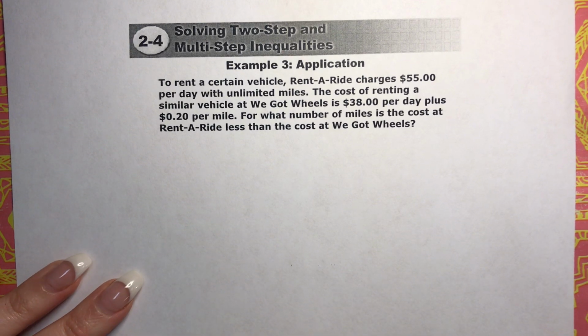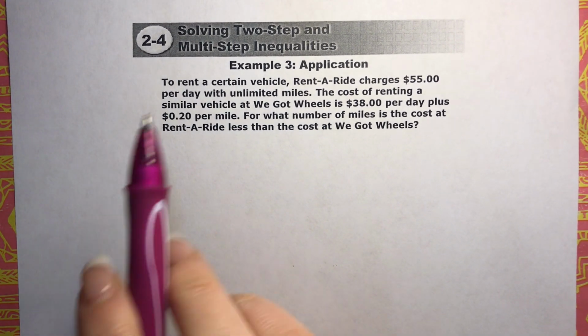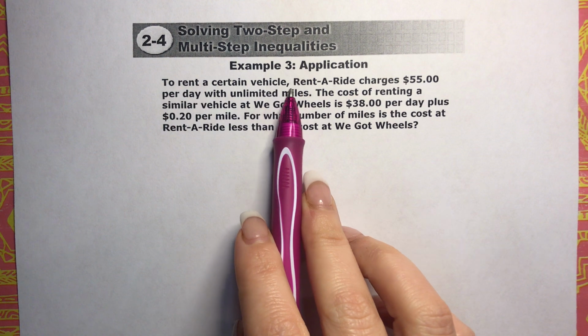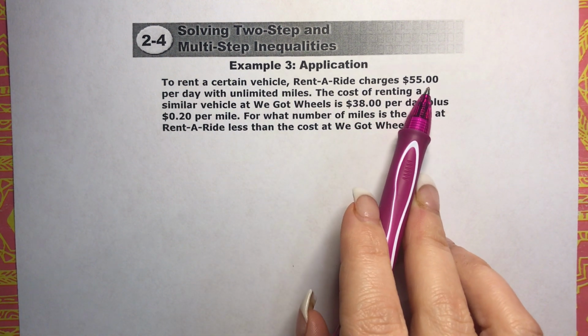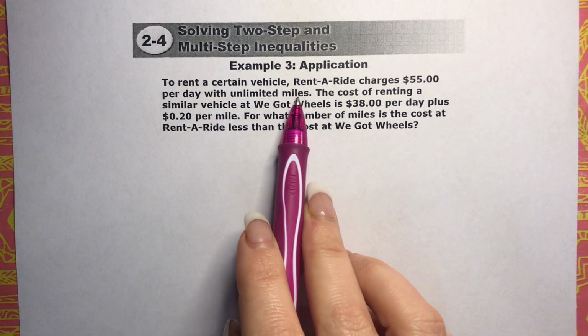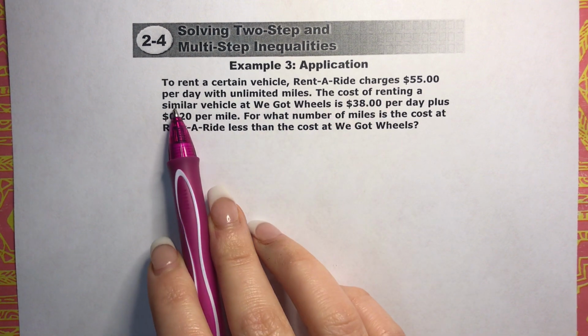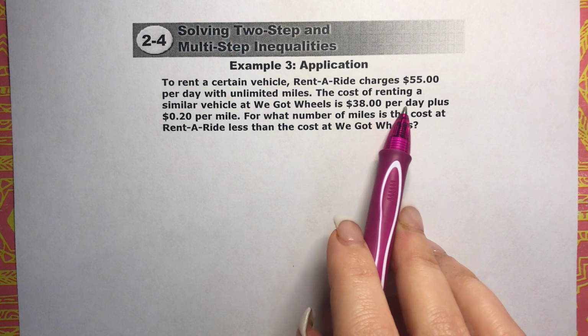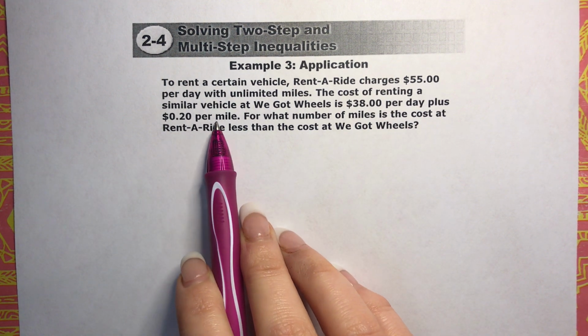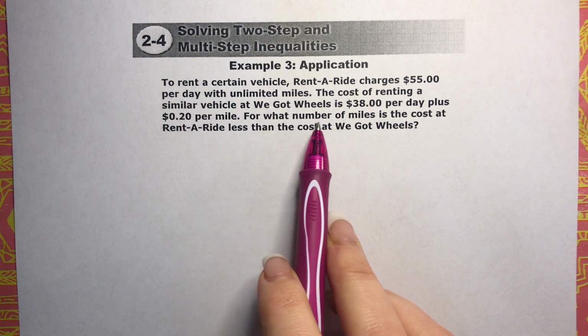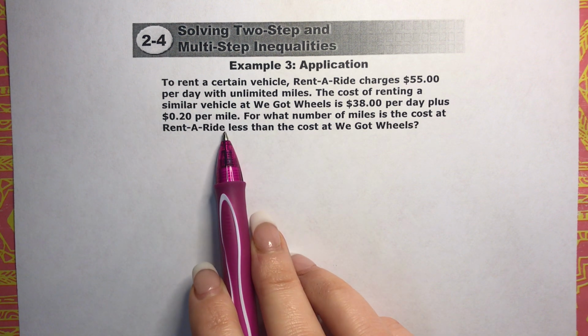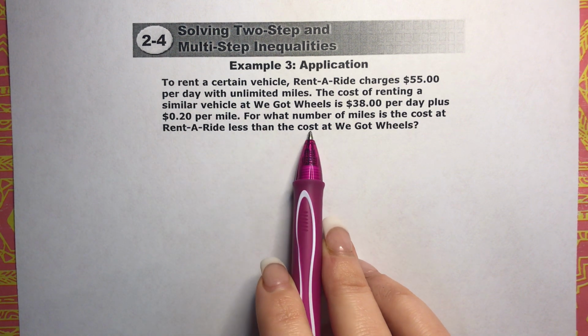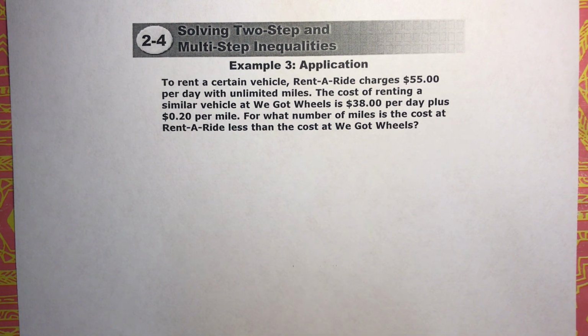All right, we are back with example 3. So it says to rent a certain vehicle, Rent-A-Ride charges $55 per day with unlimited miles. The cost of renting a similar vehicle at We Got Wheels is $38 per day plus 20 cents per mile. For what number of miles is the cost at Rent-A-Ride less than the cost at We Got Wheels?